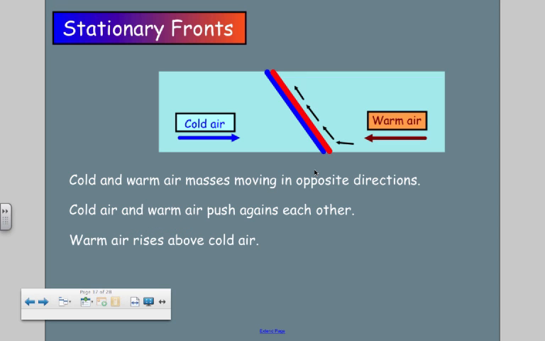Next we have the stationary front. Now a stationary front is different than a warm and cold front in the fact that the air masses are going against each other. Okay, they are pointing towards each other. In the warm and cold fronts, the air is all moving in the same direction. In a stationary front, the air masses are actually moving towards each other.